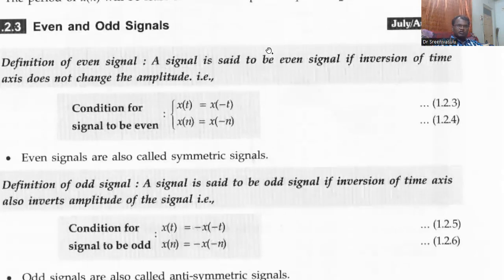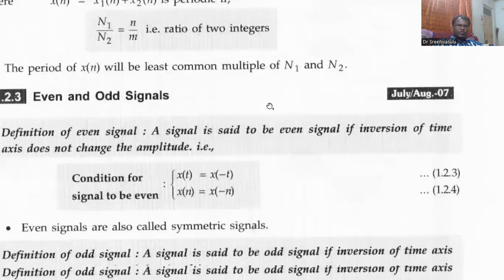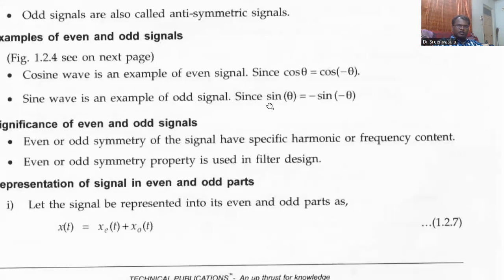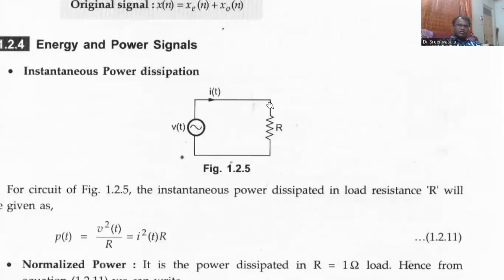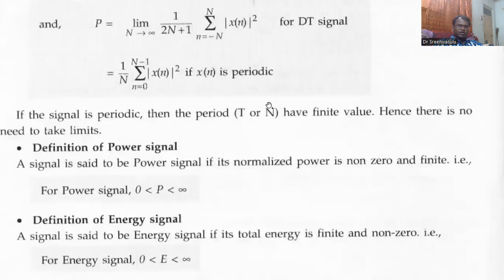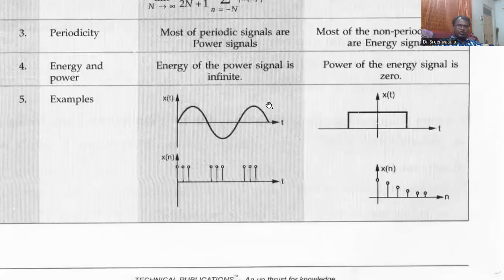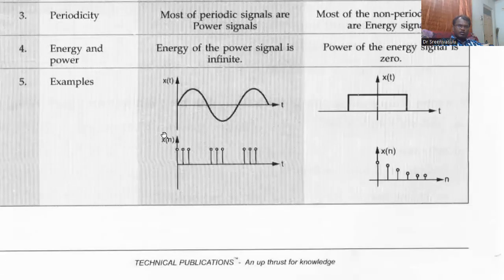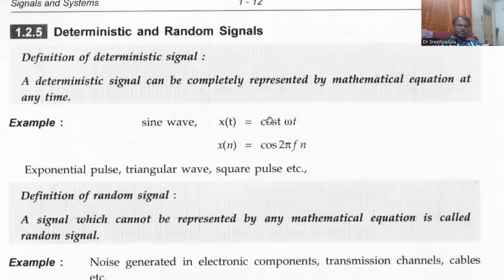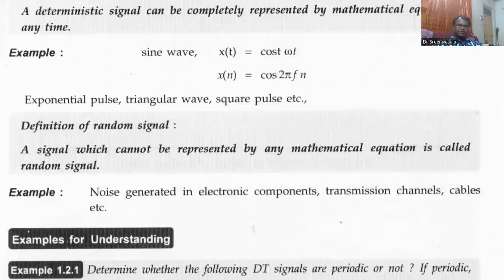Next is even and odd signals, the second classification. Now we are going to see the problems on periodicity, and then we go for even and odd, energy and power. Before going to the next classification, we are going to check whether the given signal is periodic or not.